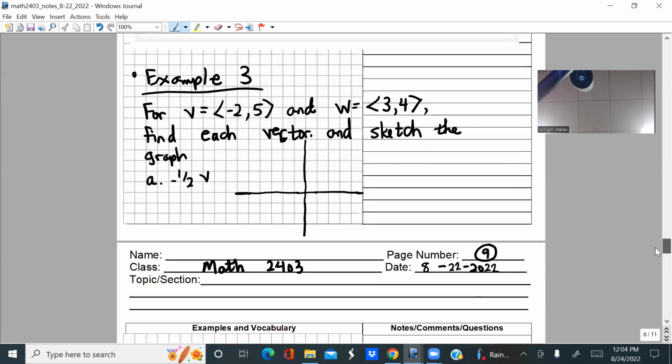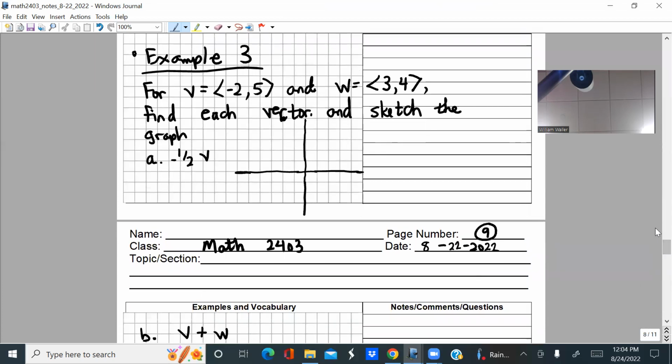Okay, so let's try a little example here, and I'm going to have y'all do these for me very quickly. So here we have two vectors. V is minus 2 and 5 in component form. And W is 3 and 4, in component form. It says find each vector. So I've got some new vectors created here from V and W. And then it says sketch the graphs, but you really don't have to sketch the graphs, okay? So sketching the graphs is not really necessary there. So there are my two vectors, V and W.